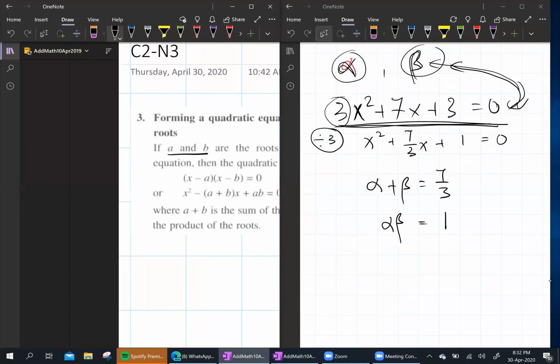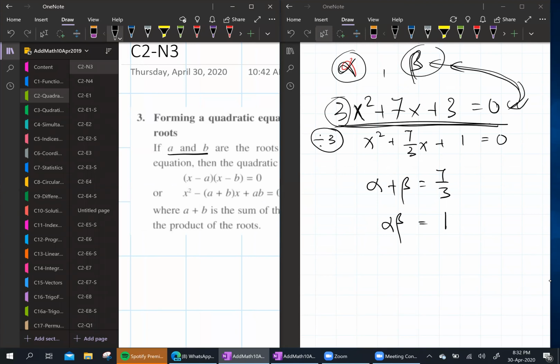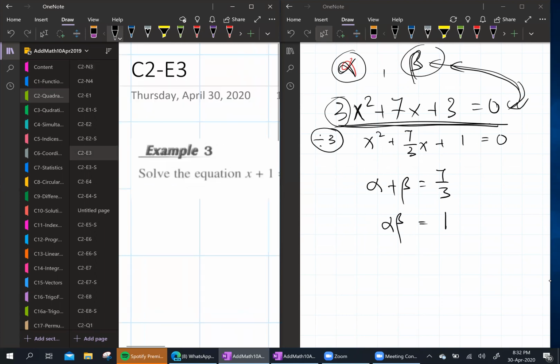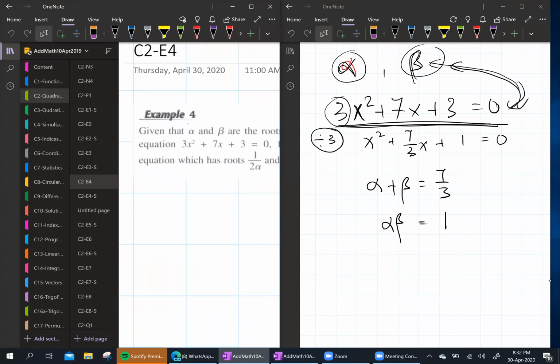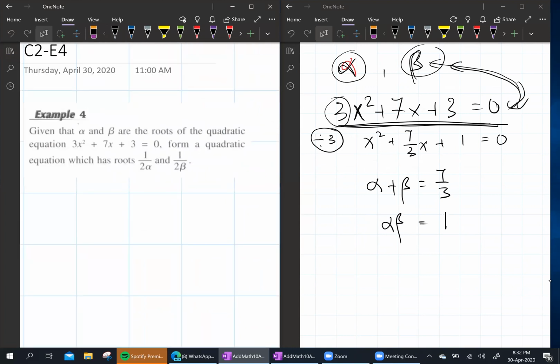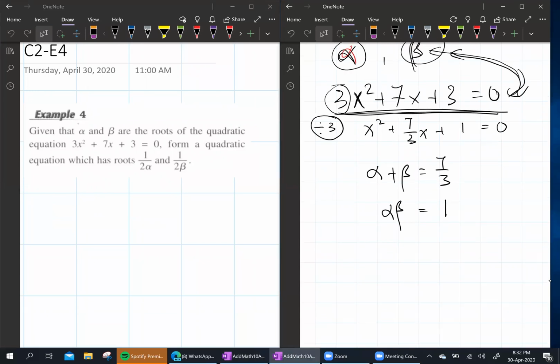So you go back to the equation again. Just now was example 3, example 4. Okay, example 4. Now they want you to find an equation with roots 1 over 2 alpha and 1 over 2 beta. So you want the addition of the roots like this, right? That means 1 over 2 alpha plus 1 over 2 beta, right?